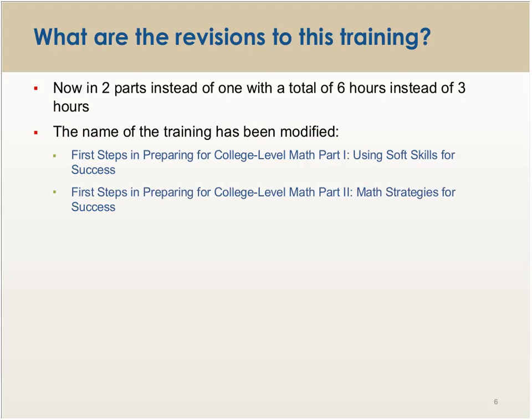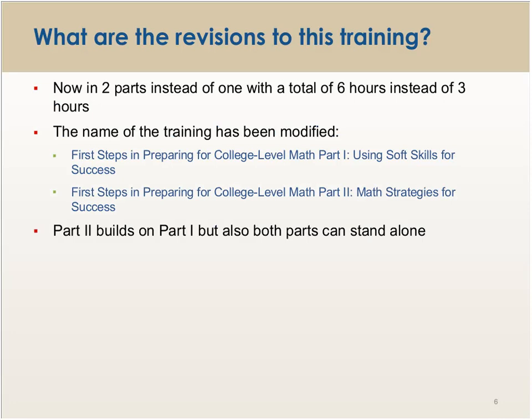And the name has changed. It's changed to quite a lengthy title, but it's First Steps again in Preparing for College-Level Math. And Part 1 is Using Soft Skills for Success, and Part 2 is the Math Strategies for Success. Part 2 builds on Part 1, but they can also stand alone.